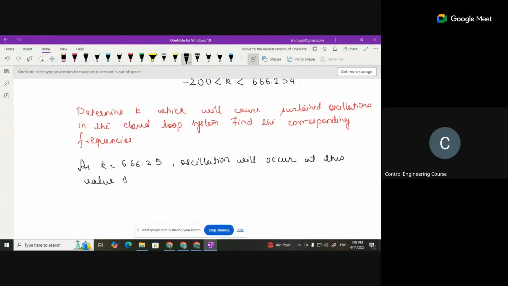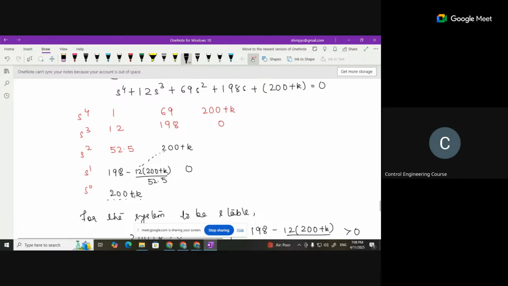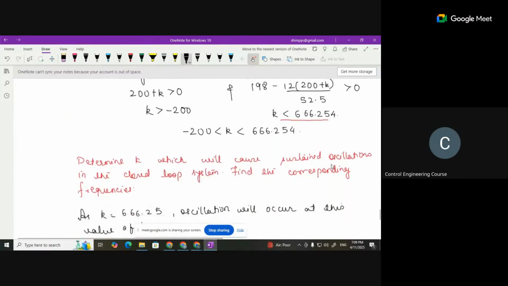So can I form an auxiliary equation from the row above the one where I got this value of k? Do you remember, we discussed earlier that as k is equal to 666.25 and it is the highest value, the oscillations will occur at this value of k, right? Fine. So what will be the auxiliary equation? Tell me. The auxiliary equation will be from this row, that is 52.5 s square plus 200 plus k equals 0.